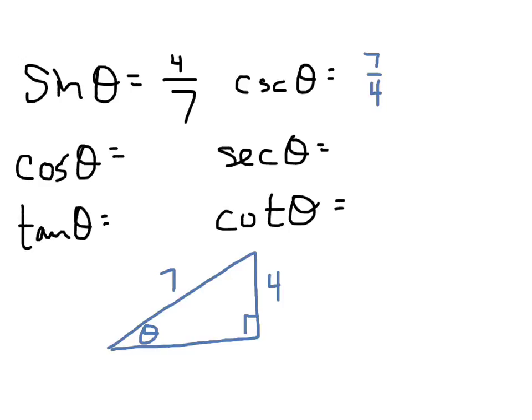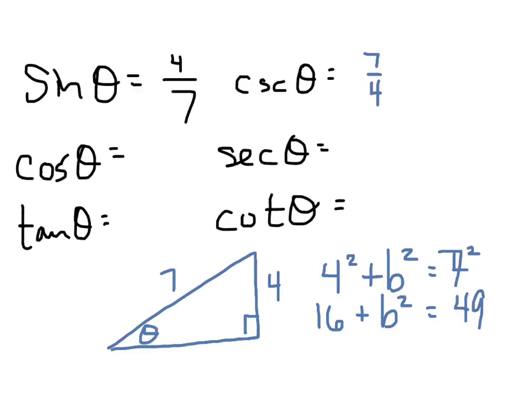A squared plus b squared equals c squared. And which part is a and b? And b is I don't know? And 7 is my hypotenuse? What's 4 squared? What's 7 squared? 16 or 49 minus 16? Does the square root of 33 reduce?